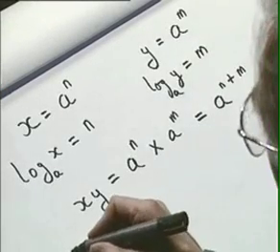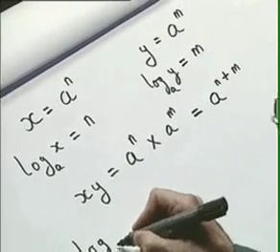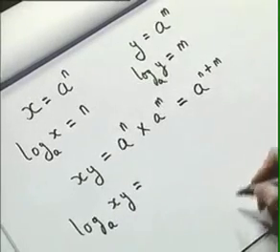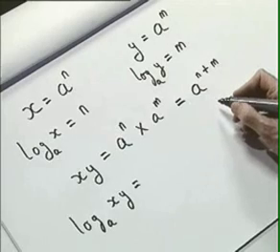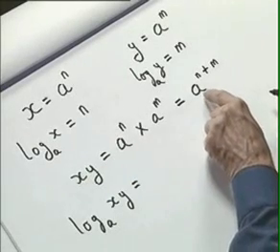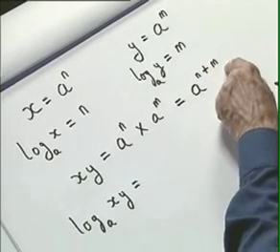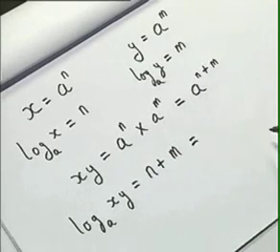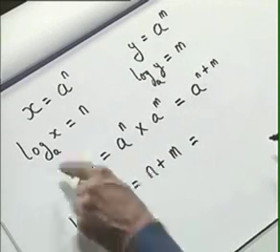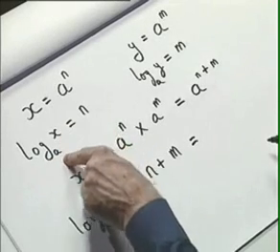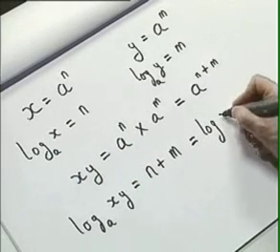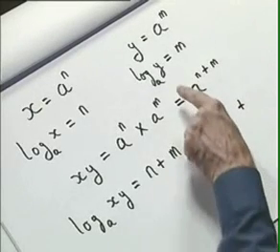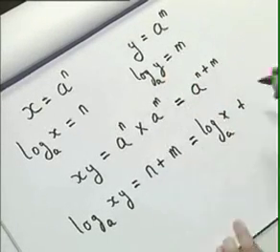So, what is the logarithm to base a of xy? Well, quite clearly from the definition we've had, x times y is a to the power n plus m, so the logarithm is n plus m. But n, we know, is the log of x to base a, and similarly, m is the log of y to base a.